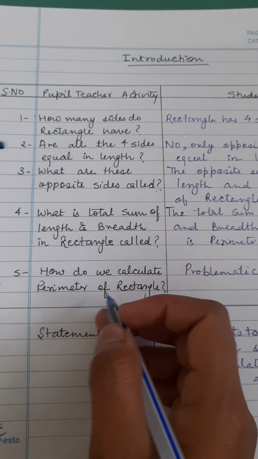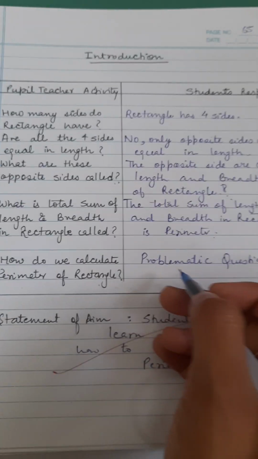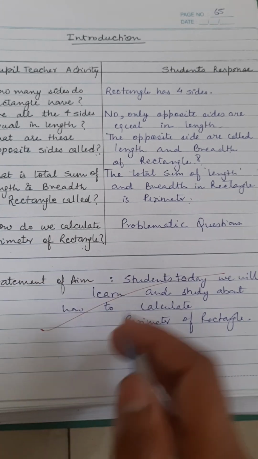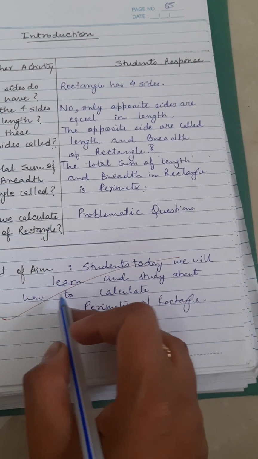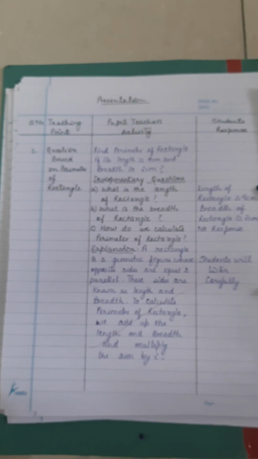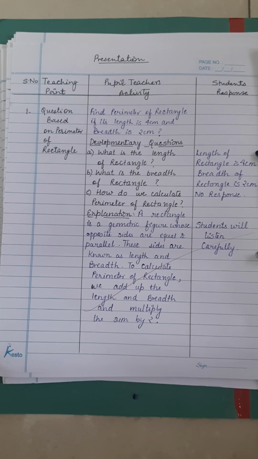Then fifth question, how do we calculate perimeter of rectangle? This is the problematic question. Then you have to write the statement of aim. That is, students, today we will learn and study about how to calculate perimeter of rectangle. Then you have to make the presentation page. This is the presentation page.